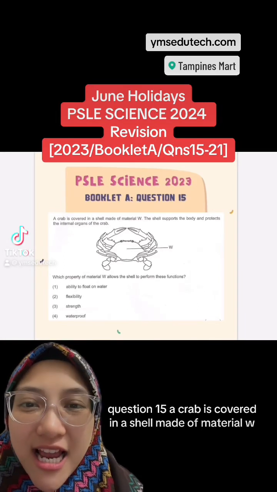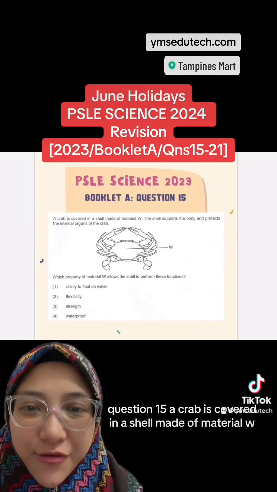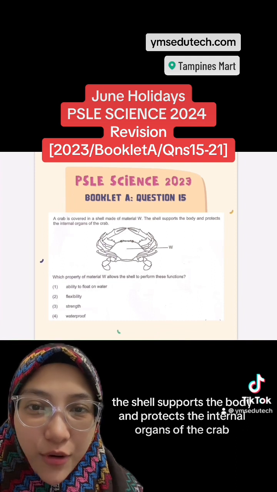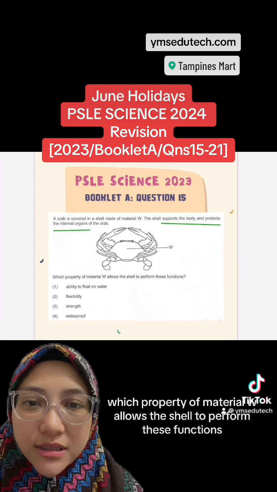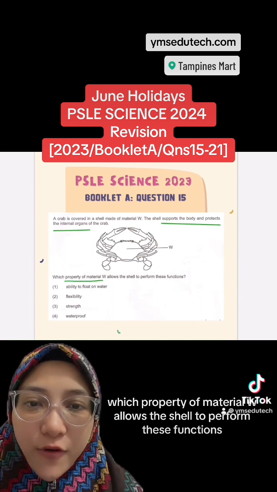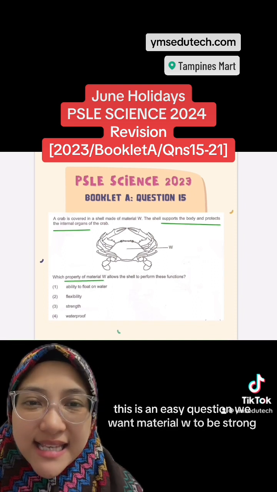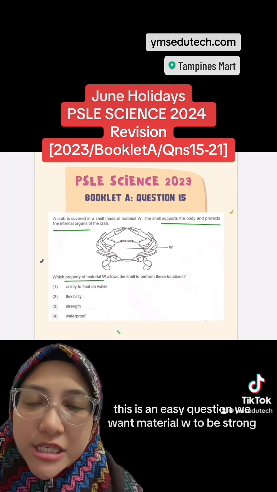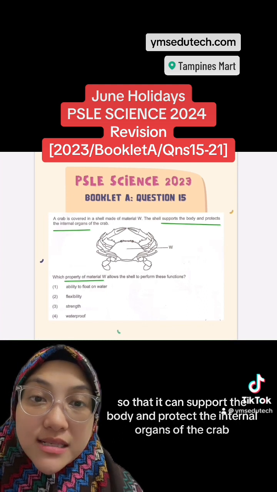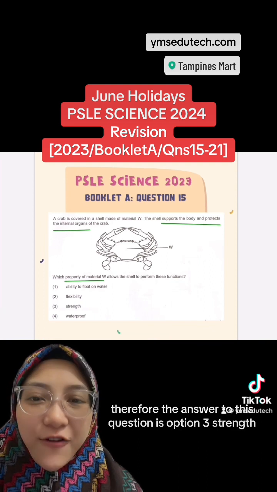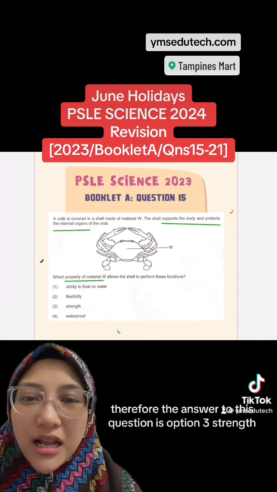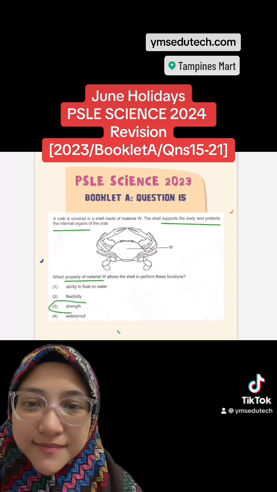Question 15. A crab is covered in a shell made of material W. The shell supports the body and protects the internal organs of the crab. Which property of material W allows the shell to perform these functions? This is an easy question. We want material W to be strong so that it can support the body and protect the internal organs of the crab. Therefore, the answer to this question is option 3, strength.